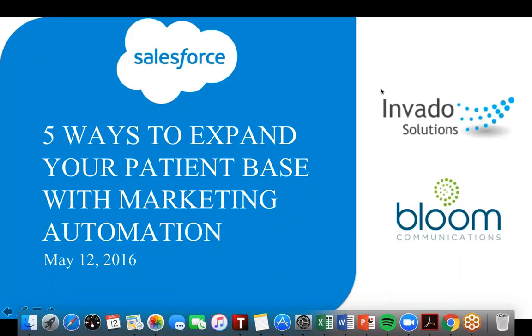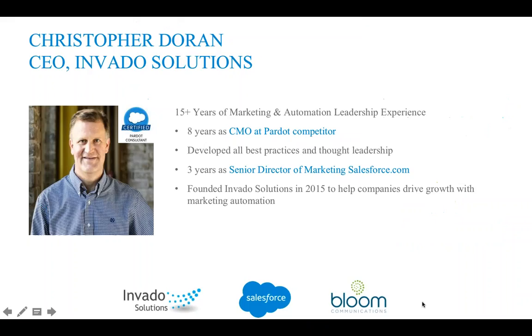A little bit about myself. My name is Christopher Dorn. I'm CEO of Envato Solutions. I've been a marketer and a marketing automation leader for the past 15 years or so. I spent 8 years as CMO at a Pardot competitor, a company called Manicore Technology. I guess there's a saying that if you can't beat them, join them. So in that role, I was not only doing all the marketing for the company, but I was also helping develop best practices around how to use marketing automation.